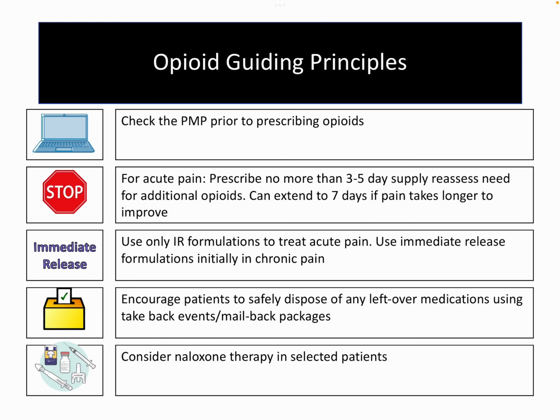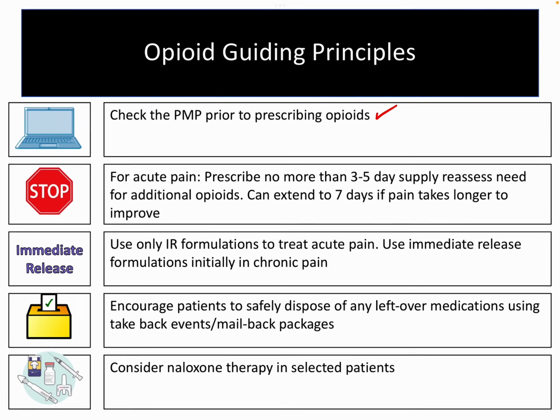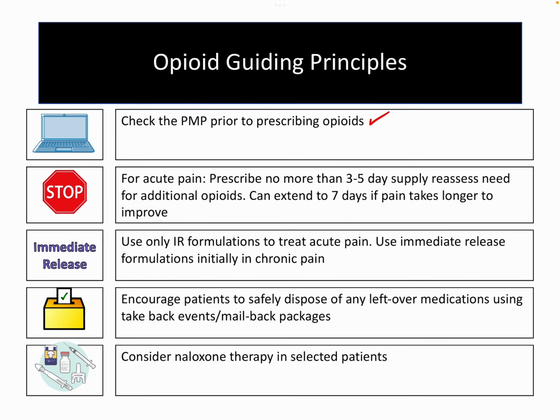Number 1, you always check the PMP prior to prescribing opioids. 2, for acute pain, as we mentioned before, 3 to 5 days supplies. You can extend to 7 days if it takes longer to improve. 3, always pick immediate release. You do want to use it for acute pain, and then you try to use it at least initially for chronic pain.